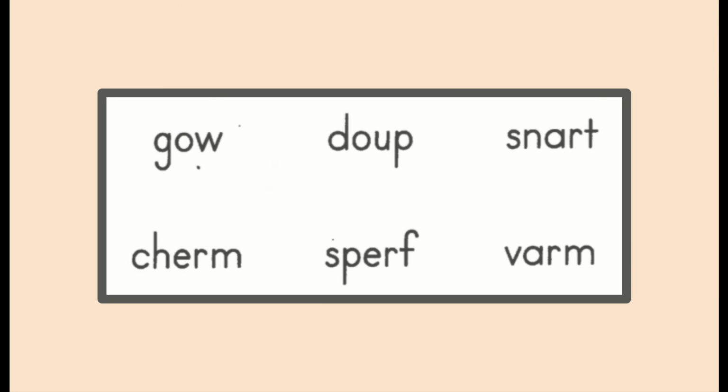Now let's practice reading these nonsense words. Ready? Owl, gal. Alp, doup. Snart, snart. Churm. Spurf. Arm, varm.